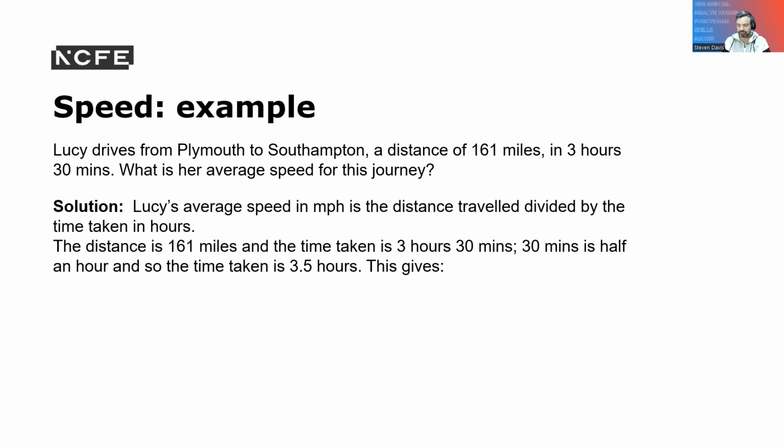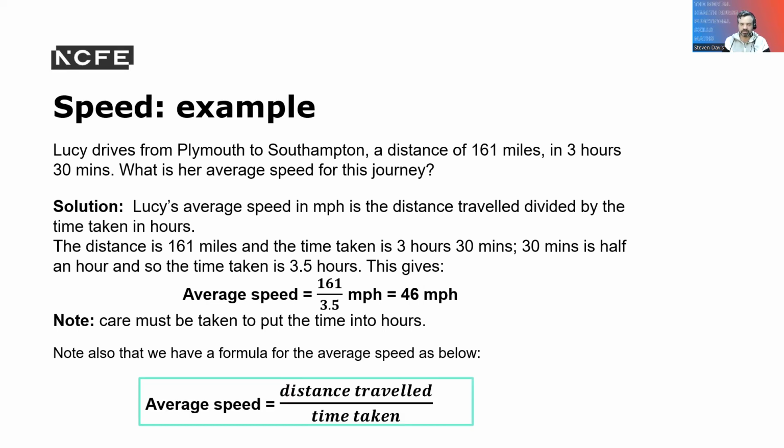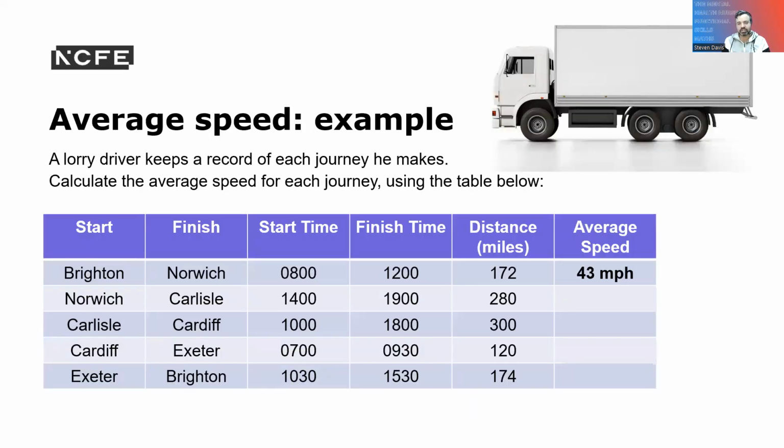This is a given. So average speed is 161 miles divided by 3.5 hours, which equals 46 miles per hour. Care must be taken to put the time into hours. Note also that we have a formula for the average speed as below: the average speed is the distance traveled divided by the time taken. So we can have a look at these and see how we get on.